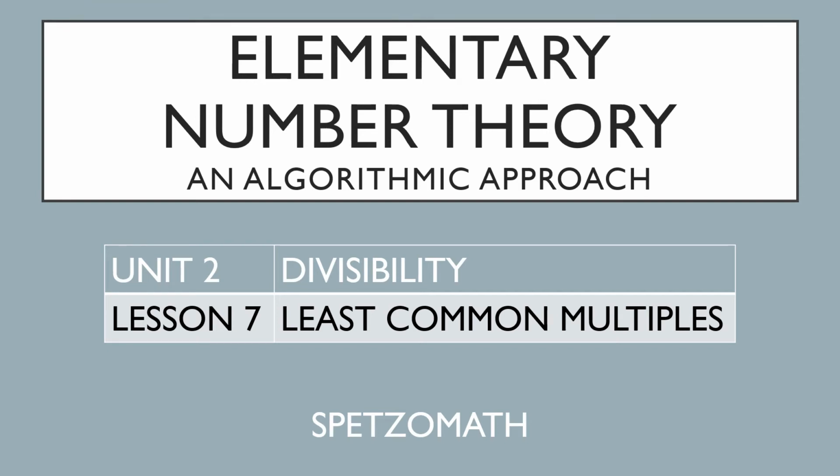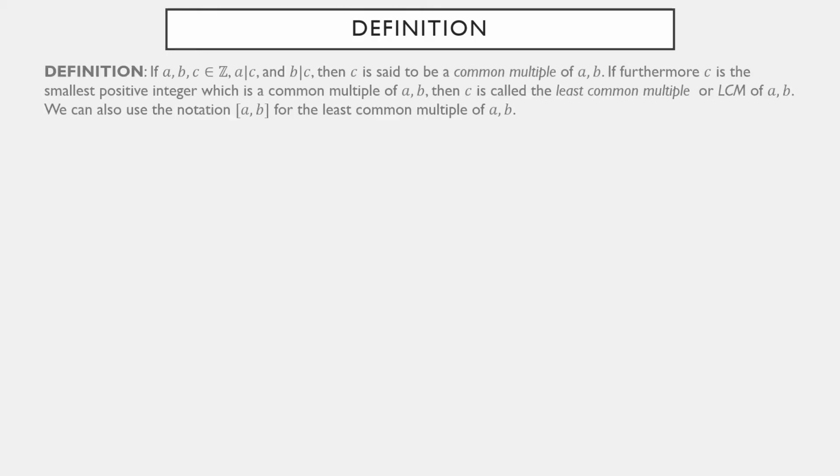Having discussed greatest common factors, we're now going to move on into a little bit of discussion of least common multiples. But before we can talk about it, we have to define it. Suppose a, b, and c are all integers. a is a factor of c, in other words, c is a multiple of a, and c is also a multiple of b. Then c is a common multiple of both a and b.